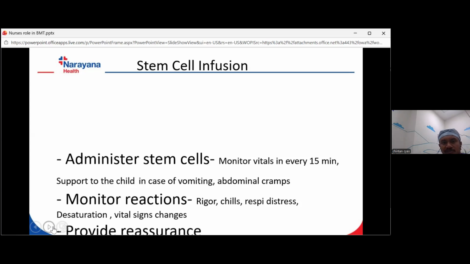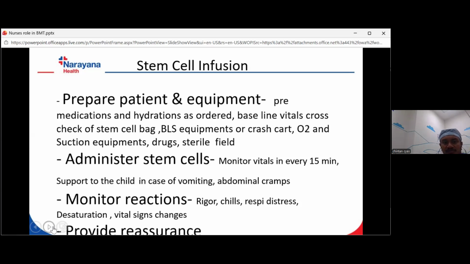So the nurse must be able to give reassurance and prepare the patient and equipment before giving the stem cells. The nurse must prepare the medications, and usually we give double maintenance hydration for better hydration status, baseline vitals, and cross-check of the stem cell bag. All the basic life-saving supports must be there, including the crash cart near the patient.